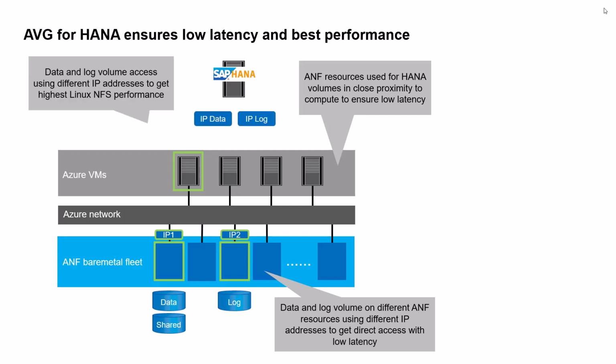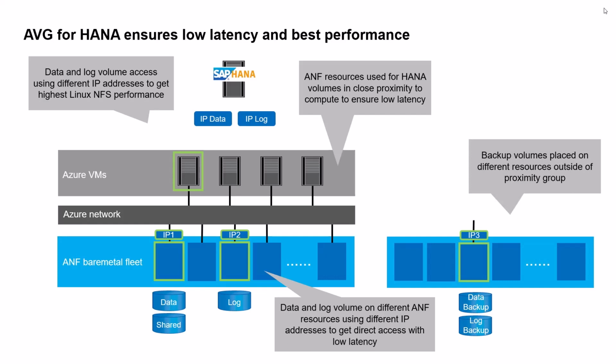Using different IP addresses for the HANA data and log volume is also crucial for the NFS client performance on a Linux host. The Linux NFS client manages an individual I/O queue for each individual IP address. Having a dedicated queue for data and log ensures best latency and performance on the Linux host. Lastly, the Application Volume Group workflow also provisions a log backup and a data backup volume. These volumes are provisioned separately from the data and log volume, outside of the proximity group.